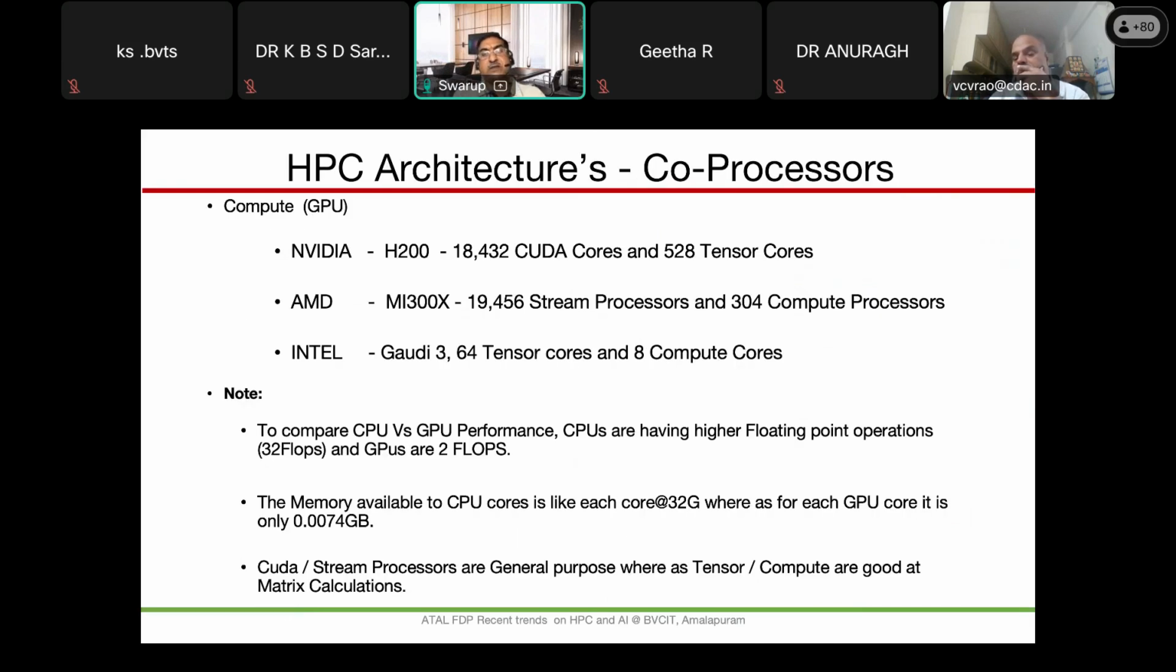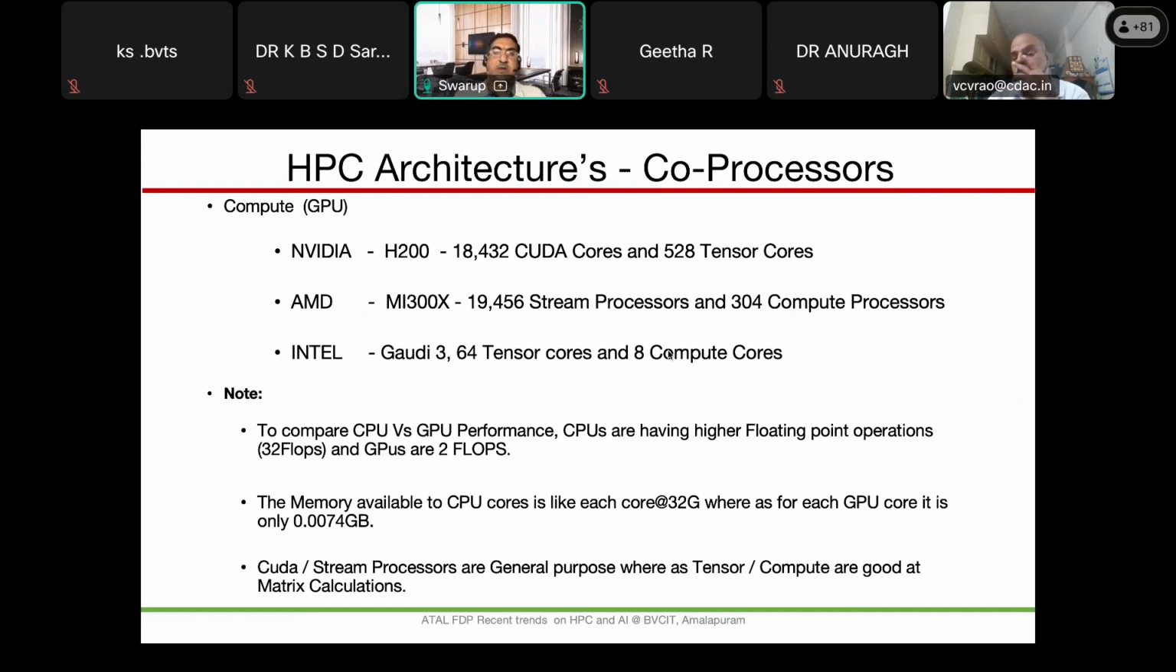Now you come to the GPUs. We touched on the CPUs, now we'll come back to the GPU. In the GPU, we have NVIDIA, AMD, and Intel. These are the major players. There are some other players also. CDAC is also having something called RCS, but that doesn't come under GPU. That comes under an accelerator.